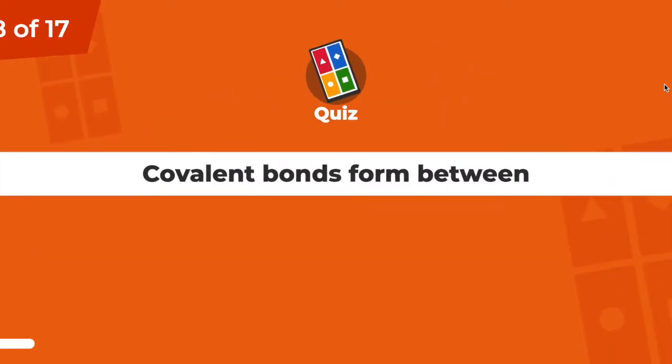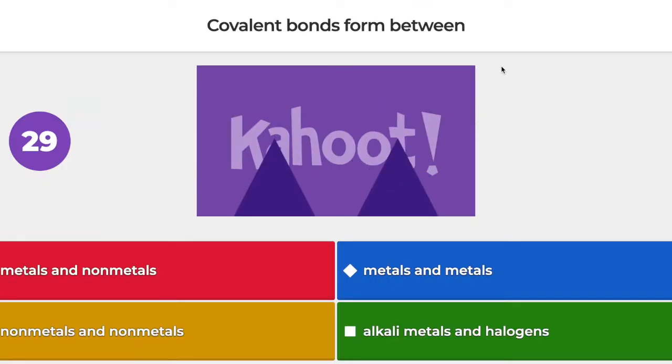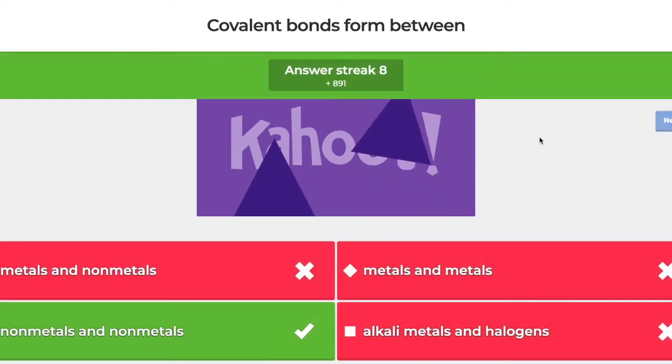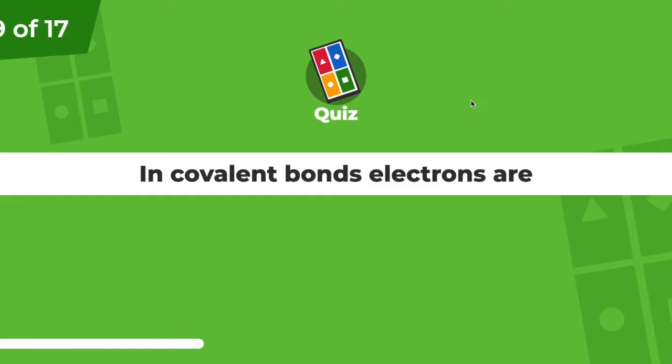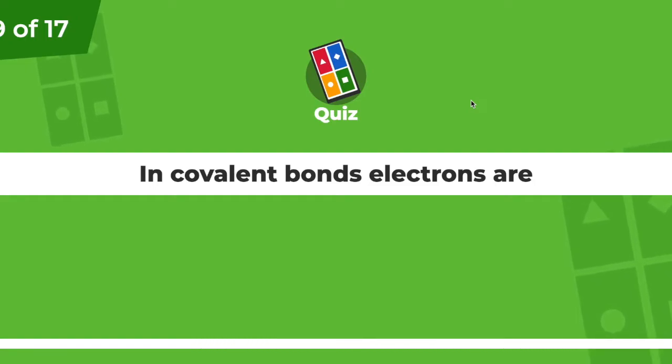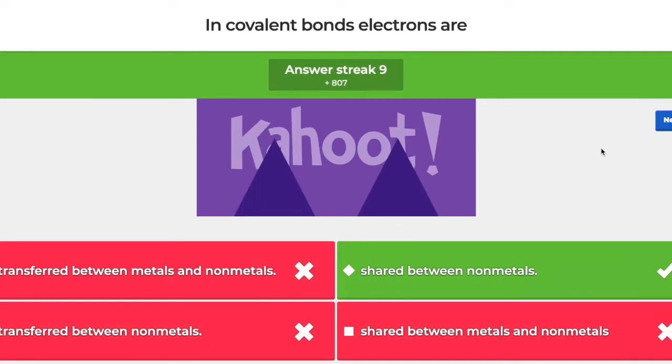All right. Covalent bonds form between. Remember that covalent is going to be the right-hand side of the periodic table, and so it is going to be nonmetals with nonmetals. Next up, in covalent bonds, electrons are. In a covalent bond, you don't have the electrons completely taken away. It's between two nonmetals, so they're not completely taken away; they are going to be shared between nonmetals in a covalent bond.